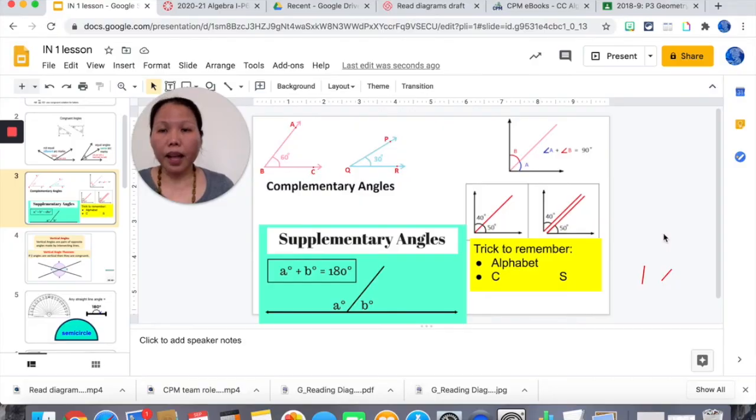On this slide, I want to go over the complementary angles and supplementary angles. Complementary angles are two angles that add up to be 90 degrees or a right angle.